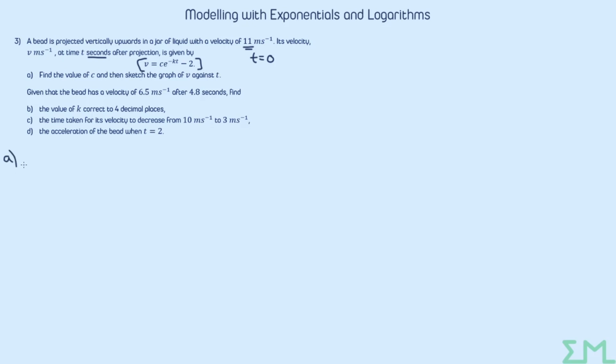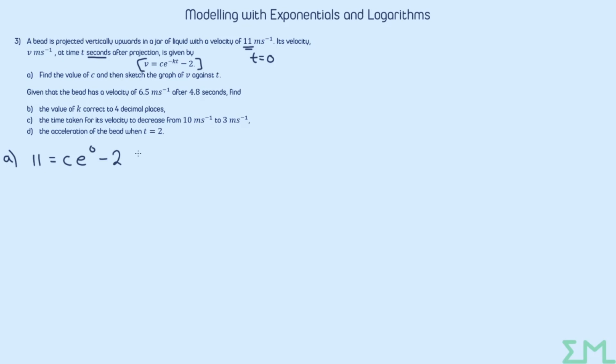Okay. So the value of c. Let's put in some information that we already know. So, I mean, this is a tricky question because it doesn't explicitly say, given that when t is 0, v is 11, you need to pick up on that information from that first sentence. So we can put in 11 equals c e to the 0 minus 2.